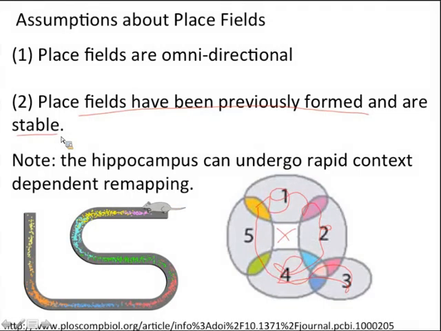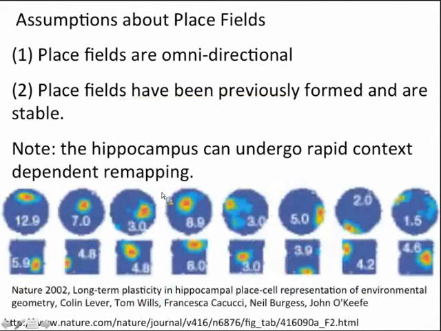around the hippocampus region. But it can actually undergo very rapid context-dependent remapping. So here is an example of putting the mouse in a circular environment or in a square environment. These are both open fields, just one circular and one square.